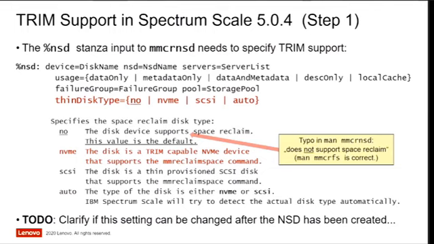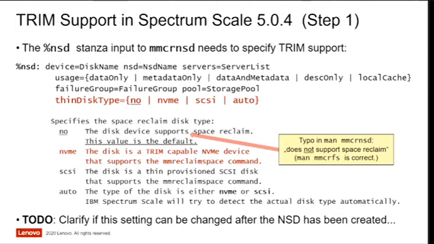So to set up trim support in Scale, you need 2 steps. The first one is to specify on the NSD stanza, when you create NSD, a new characteristic, which is called thin disk type. It can have those 4 values here: no, NVMe, SCSI, or auto. No is the default. NVMe is what I will be using here because we'll talk about NVMe drives. SCSI is essentially the same statement. Trim is supported, but the protocol is different. And auto is also what the name suggests.